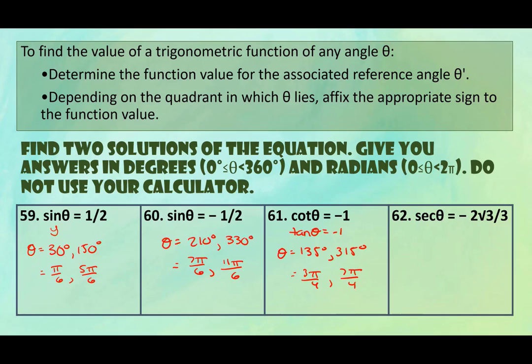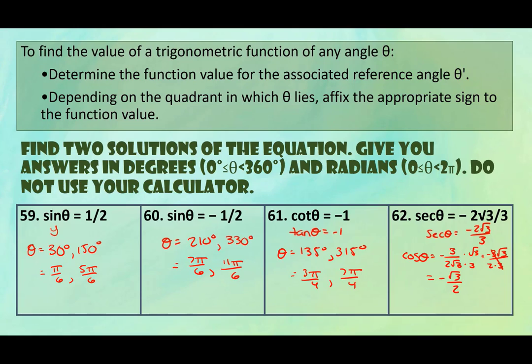Now, the last one we have is secant of theta, and that's going to be equal to, I'm just going to rewrite this real quick, negative 2 root 3 over 3. And because we don't have secants on our unit circle, it might be best to look at cosine. So that means the cosine would be negative 3 over 2 root 3. If we rationalize this, we're going to get negative 3 root 3 over 2 times 3. The 3's would cancel out. So you're looking for where cosine is equal to negative root 3 over 2 in the unit circle.